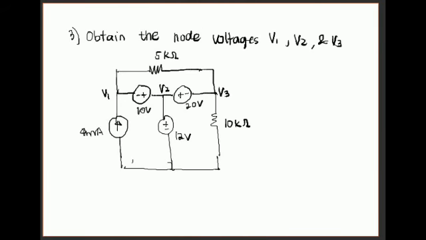For the third problem, obtain the node voltages V1, V2, and V3. So first things first, we have to assign our reference node, and non-reference nodes are already designated. Then we can see here that we have two voltage sources forming a supernode. So the 10 volt source is our supernode 1, and then this 20 volt source is our supernode 2.